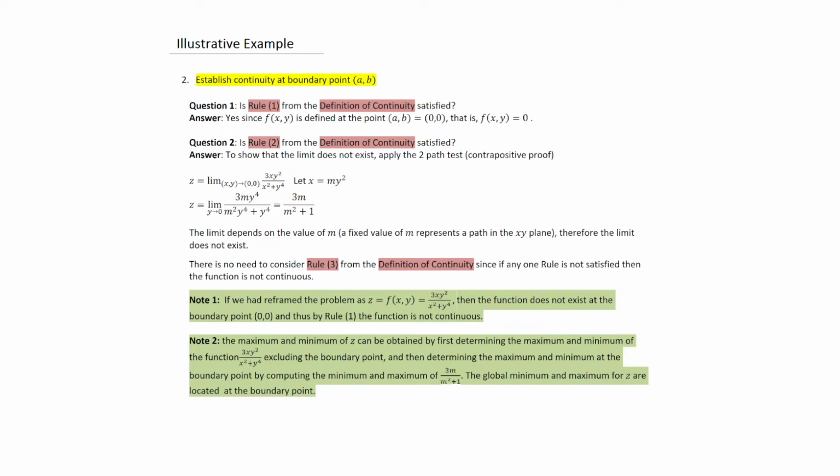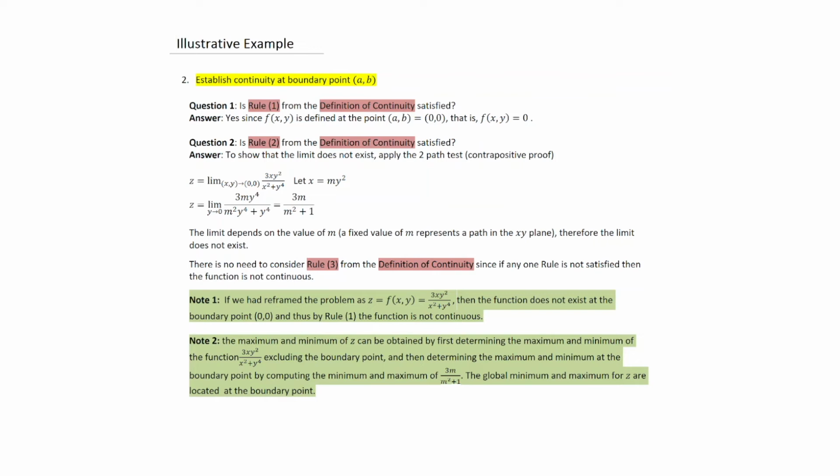Well, by choosing different values of m, you're choosing different paths, which means that the value of z depends on the chosen value of m, meaning the chosen path, which means effectively the limit does not exist. Now, you do not have to go on to rule 3, because if any one of the rules is not satisfied, then the limit does not exist. So we stop at that point.